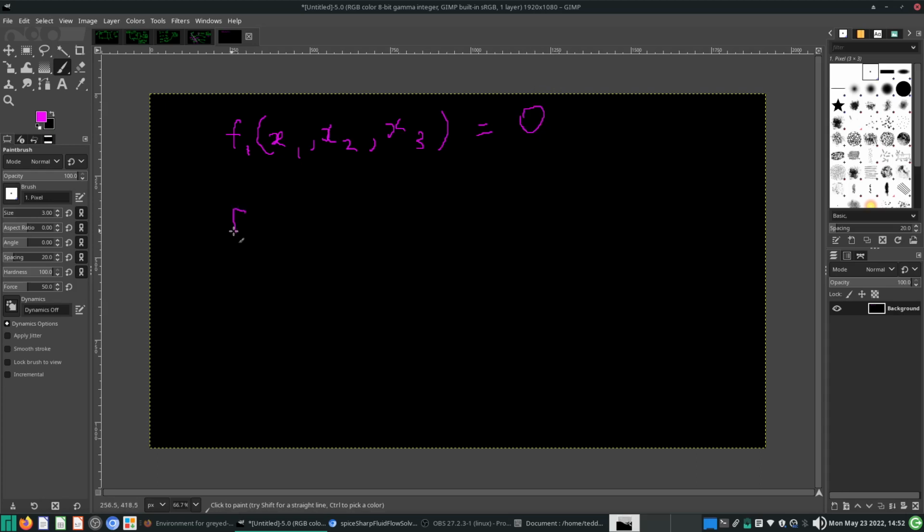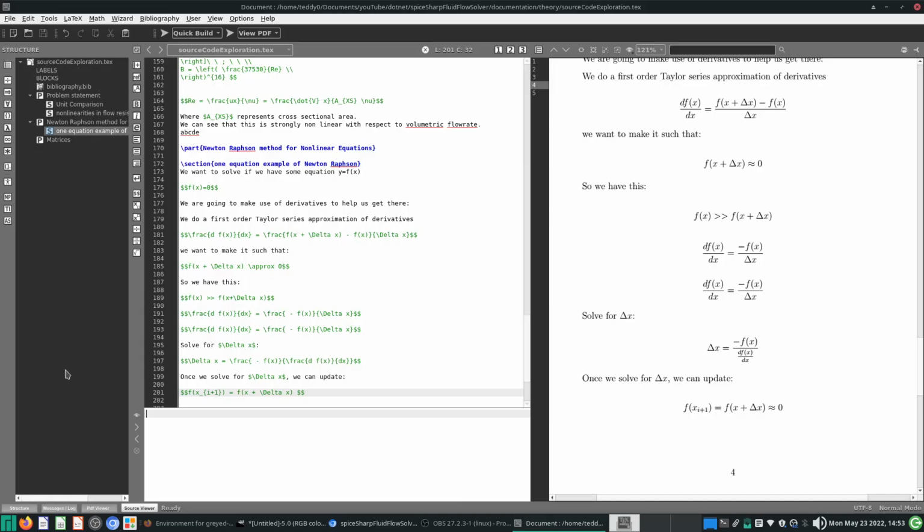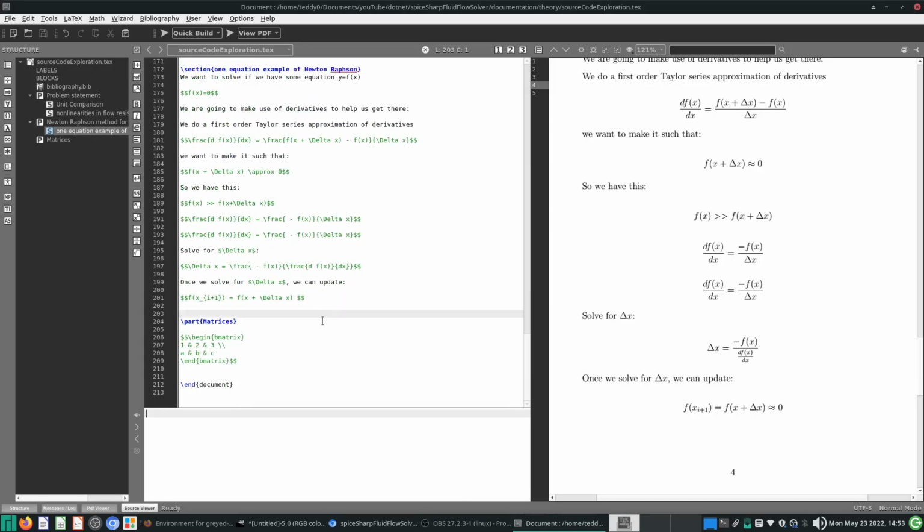We have a function 2, of x1, x2, x3. So this is 3 equations now. We also want to solve for these equations equal to 0, and then F of 3, x1, x2, x3. Oh, you know what? I'll probably do this in LaTeX. It's easier.